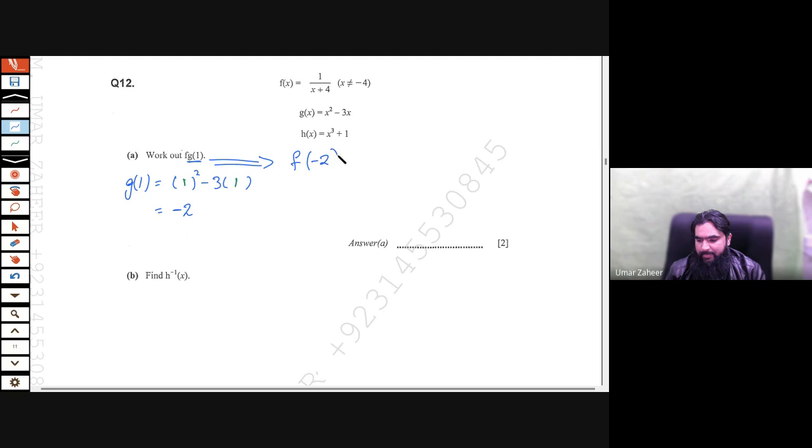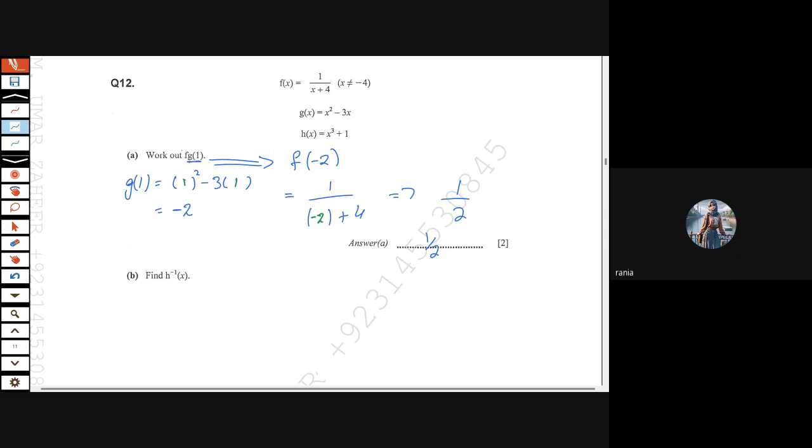And the f function is 1 divided by x plus 4, and in place of x, I will substitute minus 2. So 1 divided by minus 2 plus 4, which is 1 divided by 2. Yes, everyone, is it clear? We have done the composite function in the last class. Yes, sir, we figured it out.